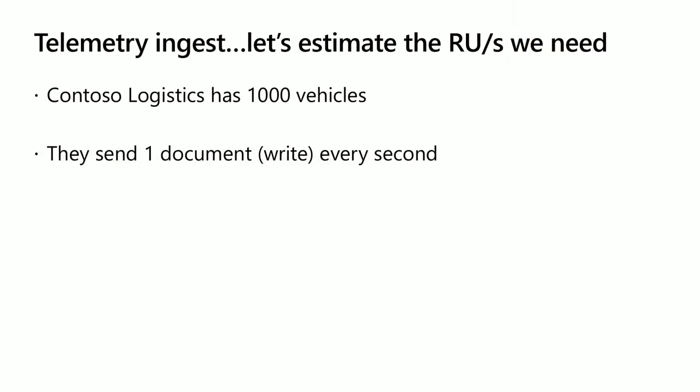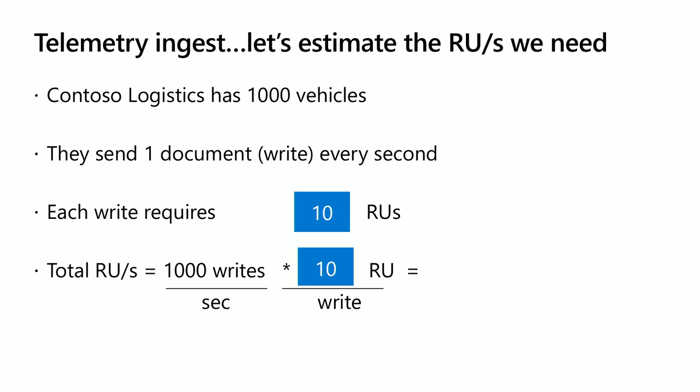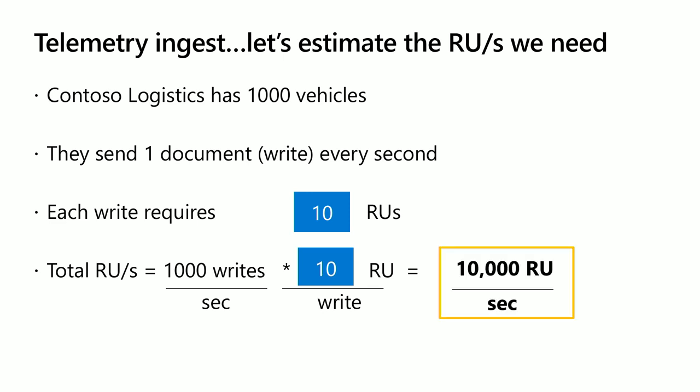So we figured out each document costs 10 RUs to do the write. And here's a math formula again. So 1,000 times 10 is, all right, 10,000 RUs per second. Sometimes you don't want to say the answer because you think, what if I'm wrong? All right, so 10,000 RUs per second, and that's great. Now we know what number to put in the box.